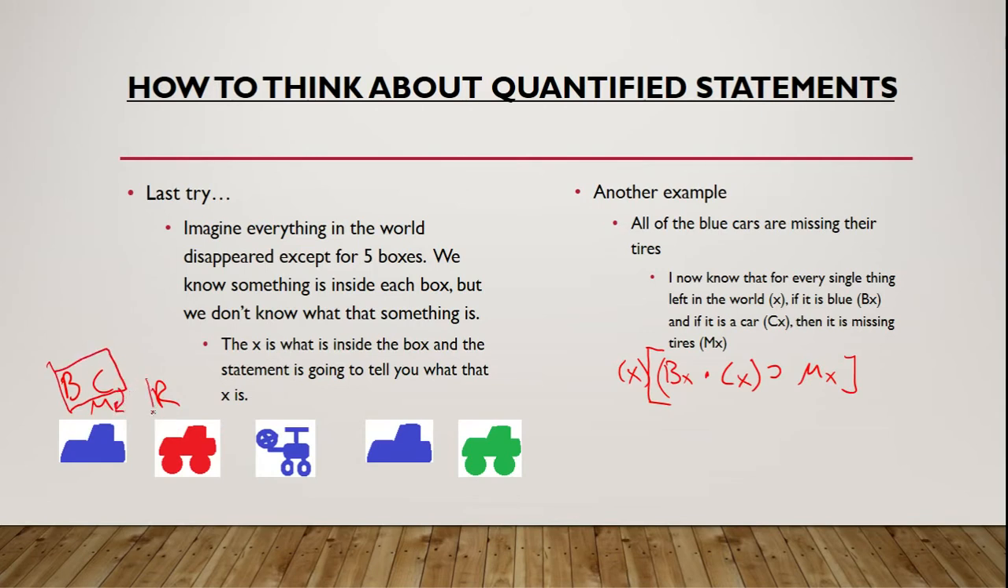The second one is red, but we're looking for a blue car, so we don't really have anything else to say about that. The third one is blue, so we met the first criteria, but it's not a car, it's a helicopter, so we don't have anything to say about that. The fourth one is blue, and it's a car, so what do we know? Then it's going to be missing its tires, and there we have it. And the last one is green, but once again, we're looking for blue cars. And the statement was for every x, if x is blue and it's a car, which the first and fourth one are, then it's going to be missing its tires.